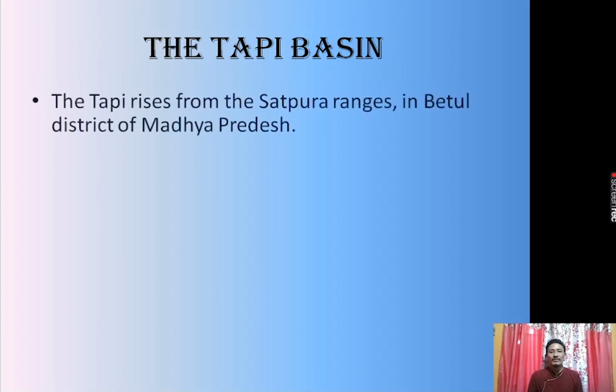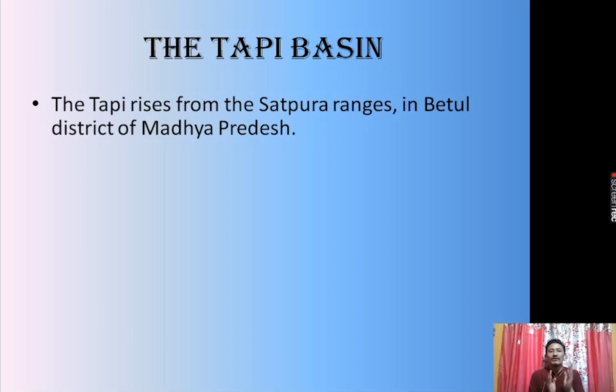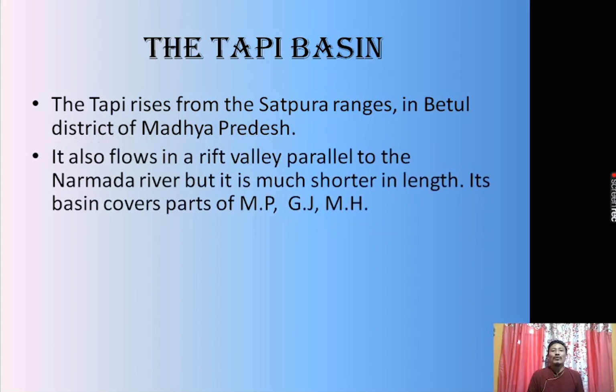As I have mentioned before, there are only two rivers in India which flow towards the west and get discharged in the Arabian Sea. They are Tapi and river Narmada. So the Tapi Basin: the Tapi rises from the Satpura ranges in Betul district of Madhya Pradesh. If you see the comparison between the Narmada and the Tapi, both of these rivers rise from Madhya Pradesh. It also flows in the Rift Valley parallel to the Narmada River.